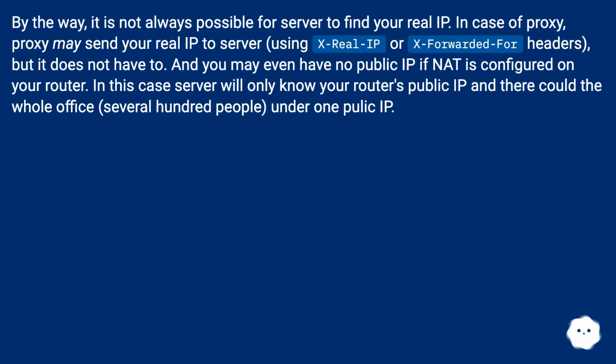By the way, it is not always possible for the server to find your real IP. In case of a proxy, it may send your real IP to the server using X-Real-IP or X-Forwarded-For headers, but it does not have to. And you may even have no public IP if NAT is configured on your router. In this case, the server will only know your router's public IP, and there could be the whole office, several hundred people, under one public IP.